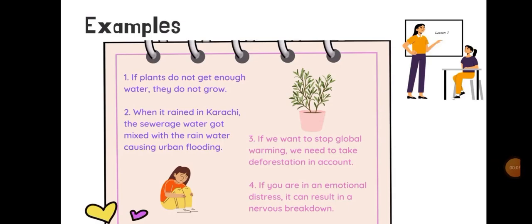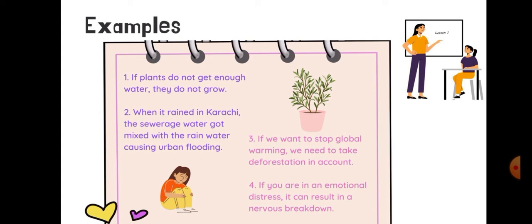If the plants do not get enough water, they do not grow. This is a fact. This is something that is not going to change. We know for a fact that if plants are not watered, they will not grow. Also, keep this in mind that we use the negative form of the simple present tense in both of these clauses.